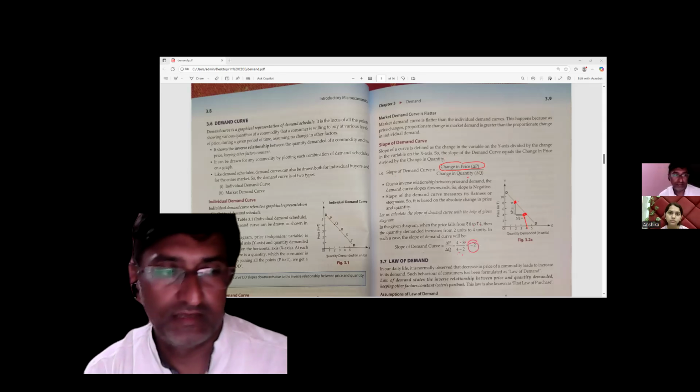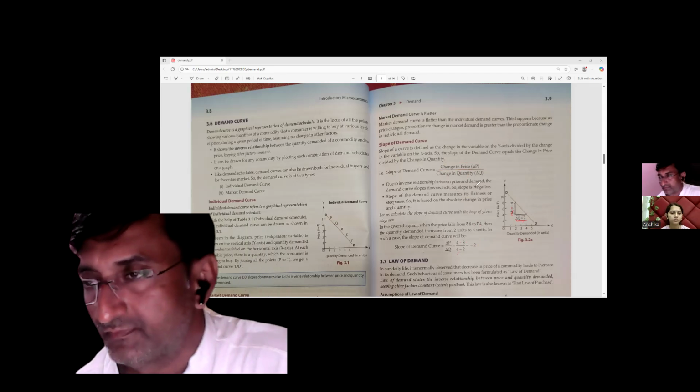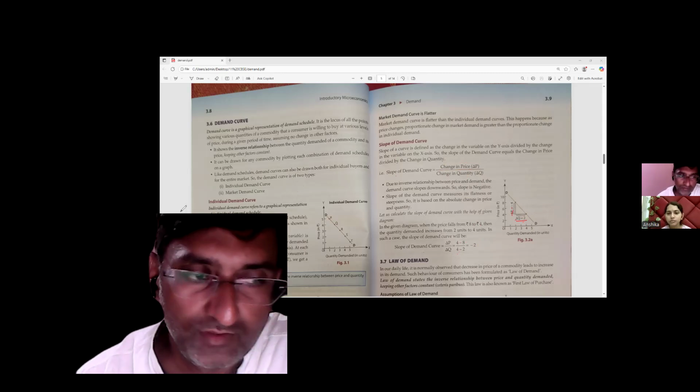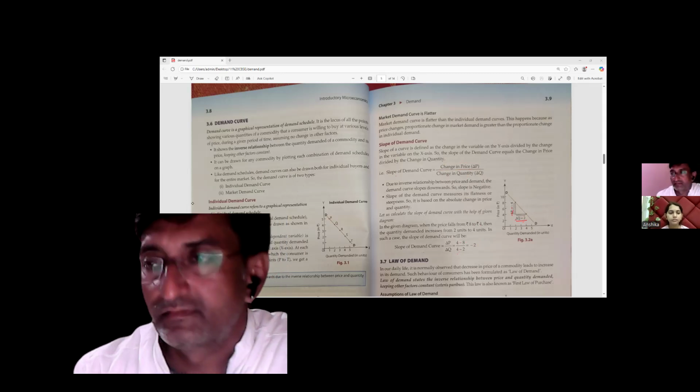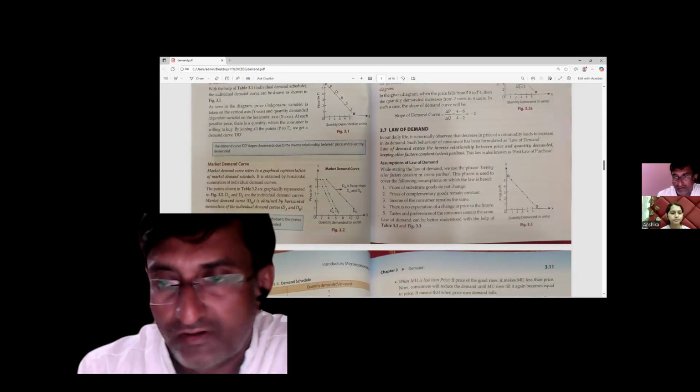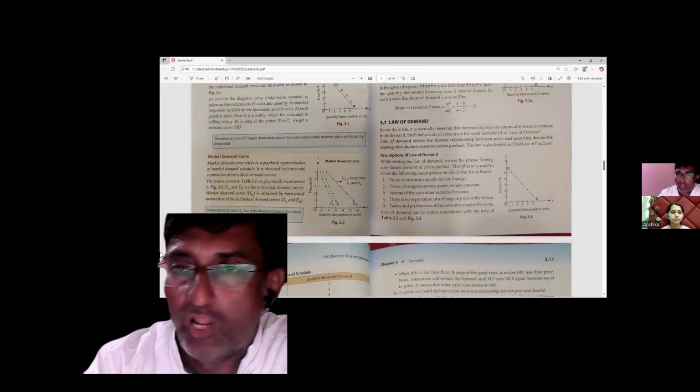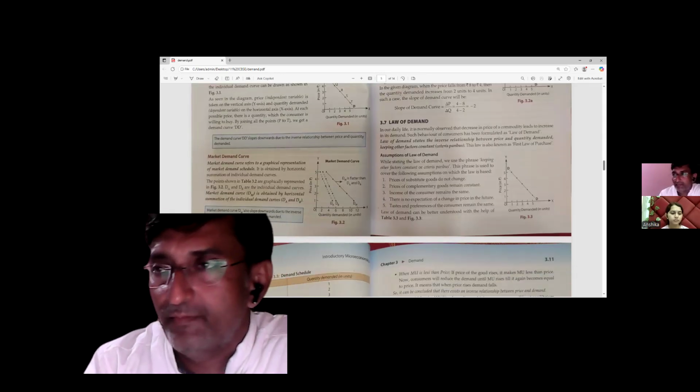Why? Because the change happens between the quantity and price. So at this point you can show change in price as minus 4 and change in quantity as 2. You can show it like this, right? So this is the slope of the demand curve. Got it? Now again we'll proceed to the law of demand. This is the important part of the demand chapter.